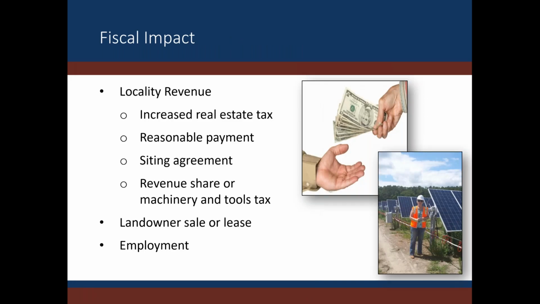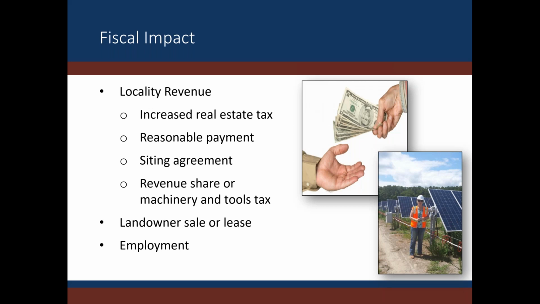Also consider the fiscal impact on the community. The locality may generate revenue from increased real estate tax. The land may be changing from agricultural to now this industrial scale use and being taxed at a higher rate. There may also be rollback taxes if the land was previously in an agricultural assessment. And now in 2020, new legislation allows for revenue from a condition in your conditional use permit for a reasonable payment.